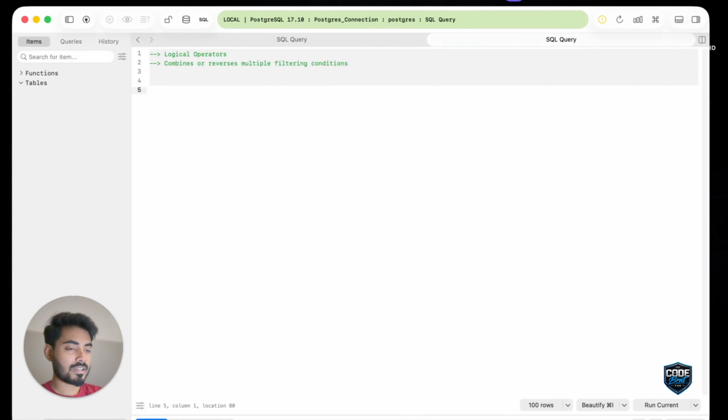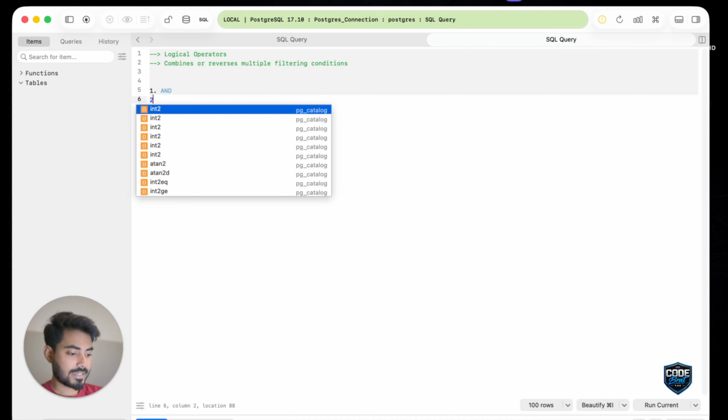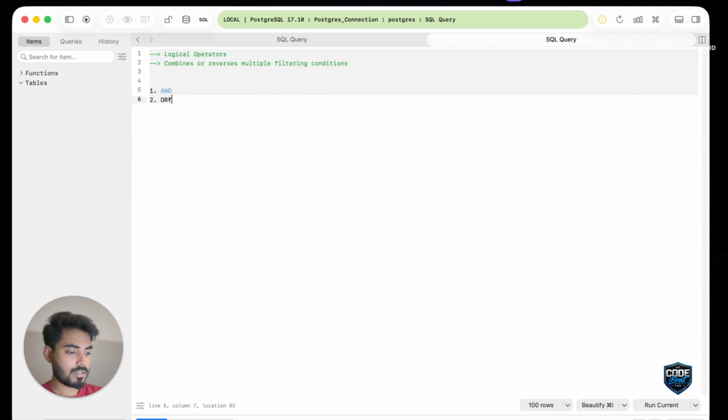So logical operators are special symbols or keywords which we use to combine or reverse multiple filtering conditions. And there are three types of logical operators here in SQL. The first one is AND, the second one is OR, and the third one is NOT. Let's see all these one by one. So first we'll cover the AND logical operator.